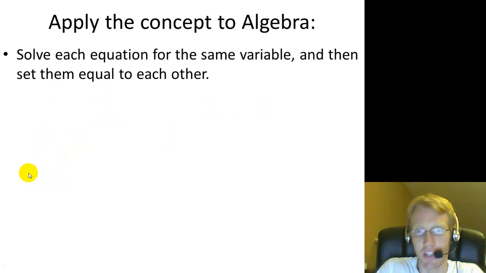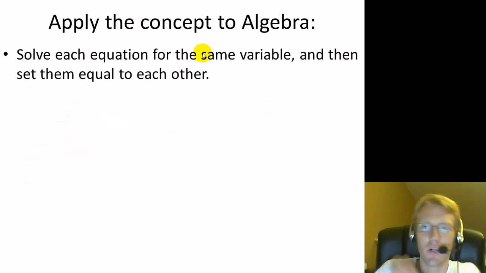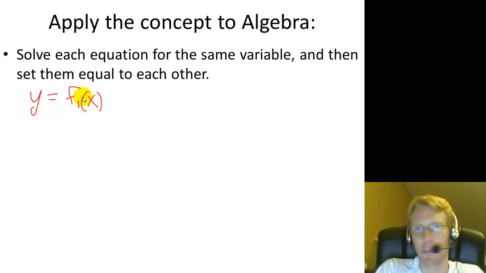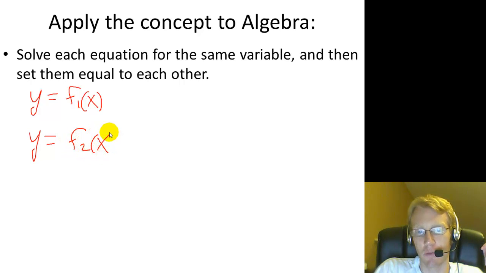Okay, so let's apply this to algebra. We're going to solve each equation for the same variable and then set them equal to each other. Let's be more general. Say y equals f1 of x, so y is some function of x. It could be 2x plus 5 or negative 4x minus 3, any equation like that. And then you also have y equals f2 of x. A system of equations, remember, is more than one equation with the same variables, so they're both going to have y and x. The first equation is something, and the second equation is something different.